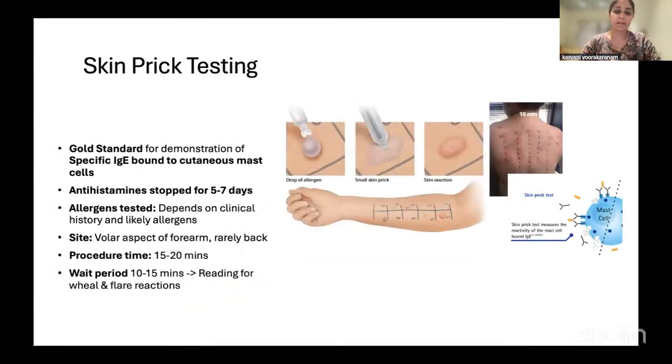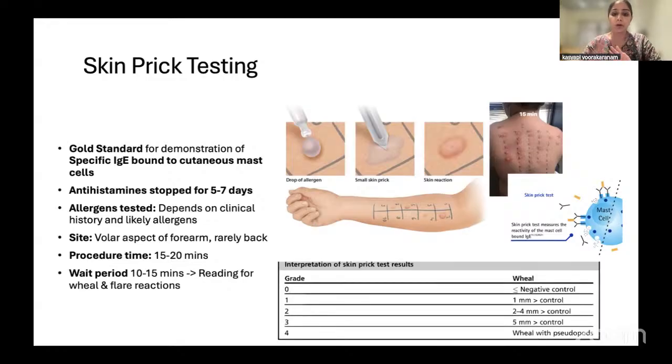Let's start with skin prick testing. We know that it's a gold standard test for demonstrating the specific IgE bound to the cutaneous mast cells, so everyone must be aware of the technique per se. We take a small amount of allergen, place it over the forearm or the back, make a prick, and wait for 15 to 20 minutes. The allergens tested generally depend on the history the patient gives regarding their allergies. Following the wait, we grade the reaction, 0 being the lowest and 4 being the highest.